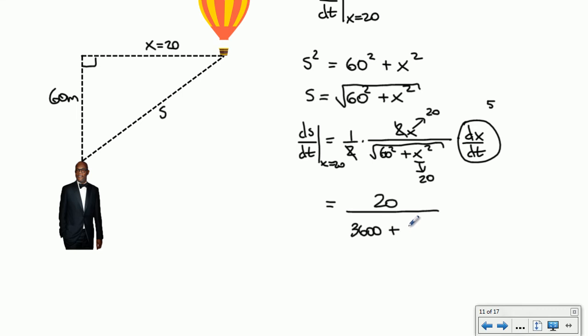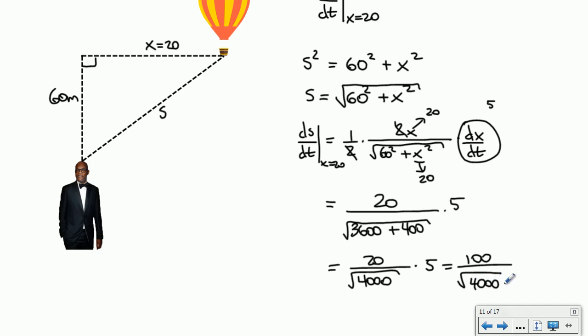20 squared is 400. Square root that, and then multiply by dx dt, which is 5. Under the denominator, this simplifies to give 4,000. Still under 20, and then multiplying by 5. We can multiply the numerators and get 100.